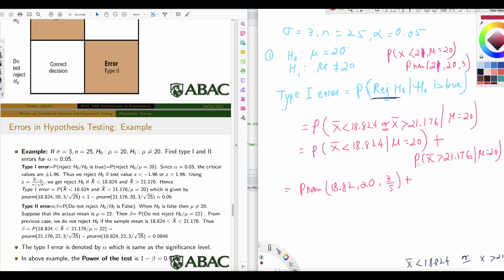So here it is greater than, right? For the greater than, you do 1 minus p norm, and then x bar is the same thing: 21.176 comma 20 comma 3/5 sigma over root n, because that is x bar there. Because of those x bars, you need 3/5 sigma over root n. All right, so just use your R to find out what that area is.